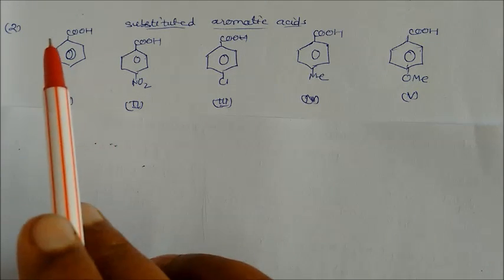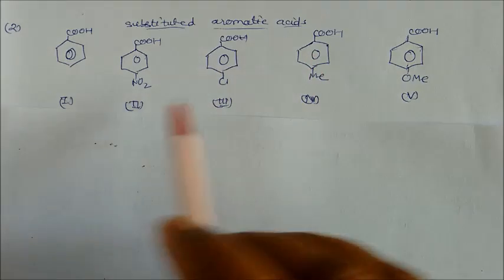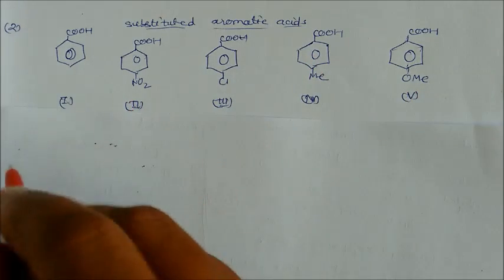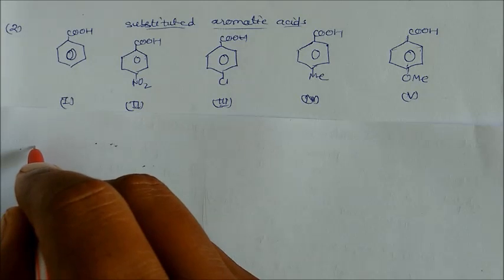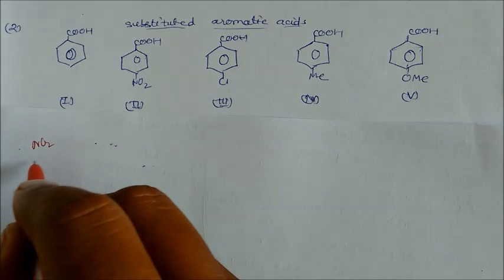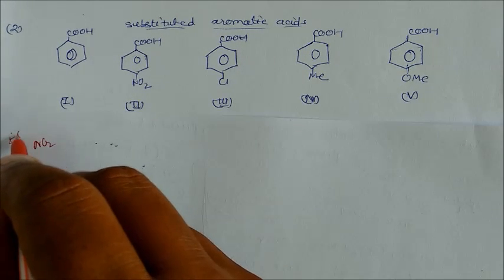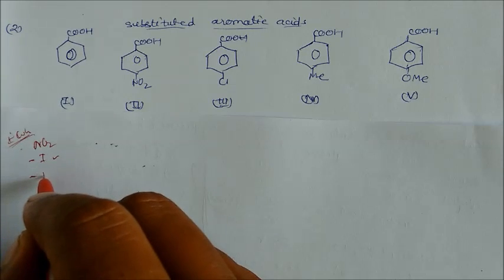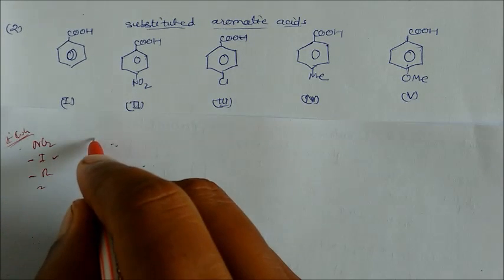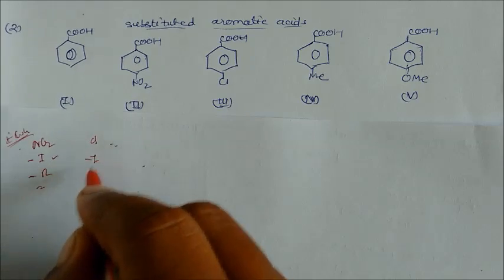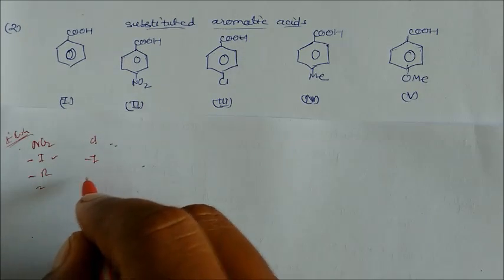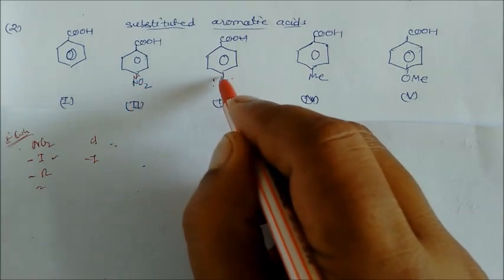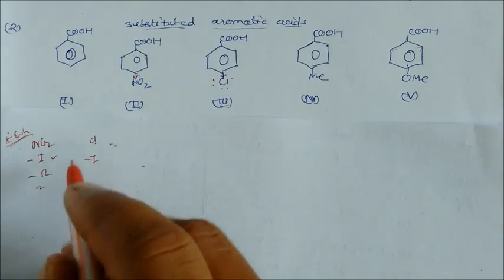Here we have benzoic acid, a substituted aromatic acid, with NO2, Cl, Me and OMe. Again we can write here: NO2 is a strong electron withdrawing group. The minus I is strong, and the minus R is also strong. If you take Cl, Cl has a minus I effect. Here it also has electron donating character. This one withdraws electrons, and this one also withdraws electrons.